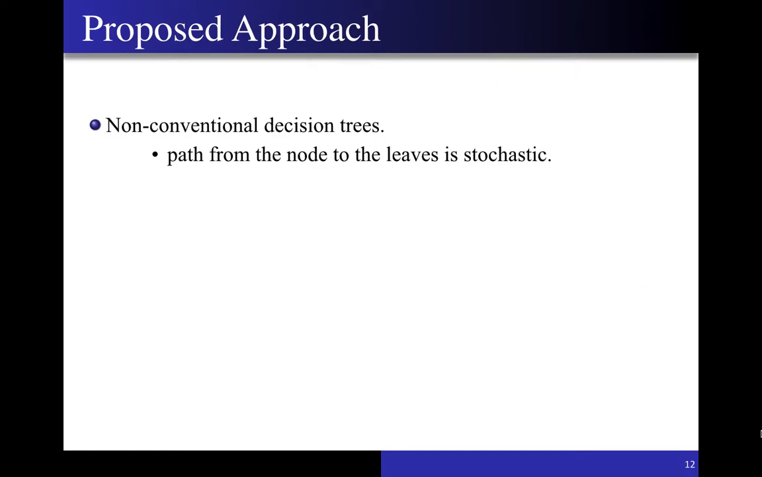As previously mentioned, the decision trees used here is not the traditional deterministic decision tree. Instead, a stochastic version of the decision tree is used. So in this stochastic version of the decision tree, each internal node has a probability associated with it. And all the leaves have a learnable probability distribution over a set of classes.